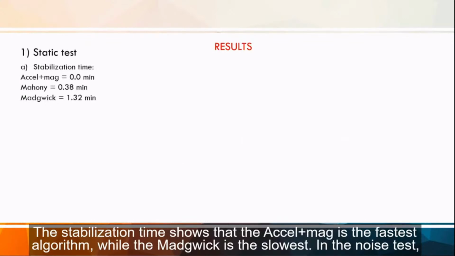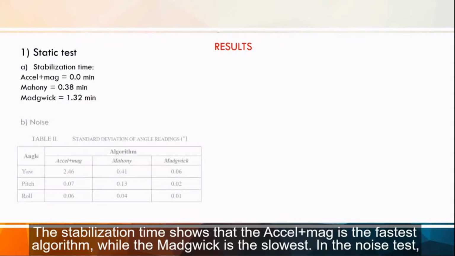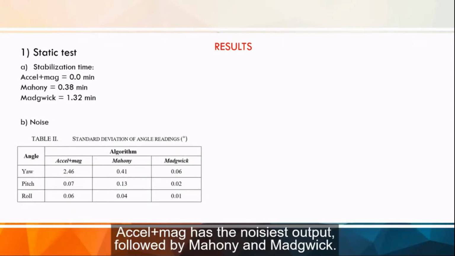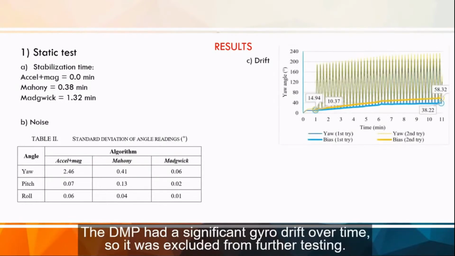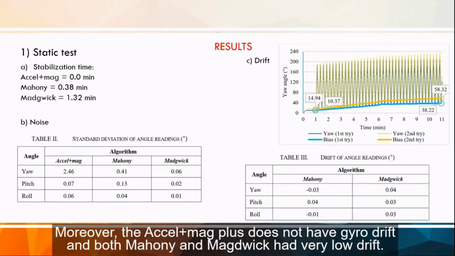The stabilization time shows that the Accel plus Mag is the fastest algorithm, while the Magic is the slowest. In the noise test, Accel plus Mag has the noisiest output, followed by Mahony and Magic. The DMP had a significant gyro drift over time, so it was excluded from further testing. Moreover, the Accel plus Mag does not have gyro drift, and both Mahony and Madgwick had very low drift.